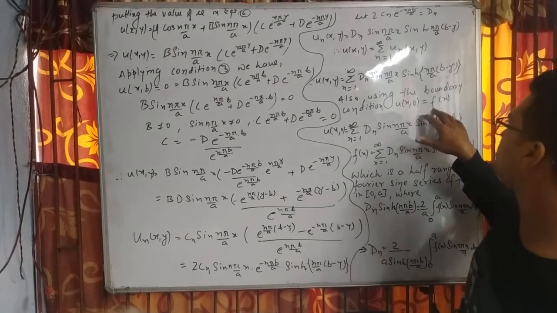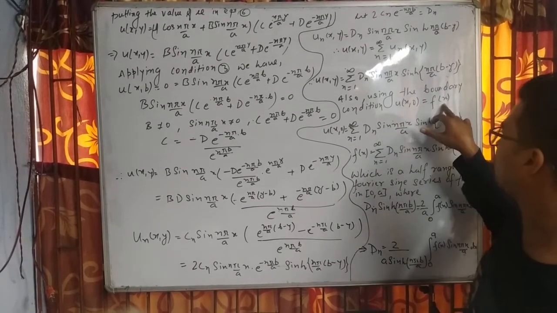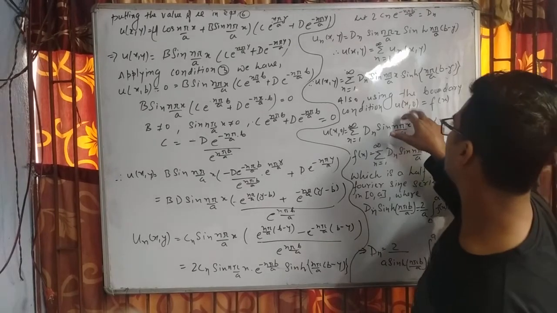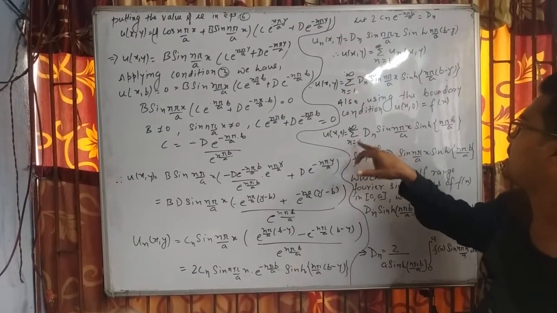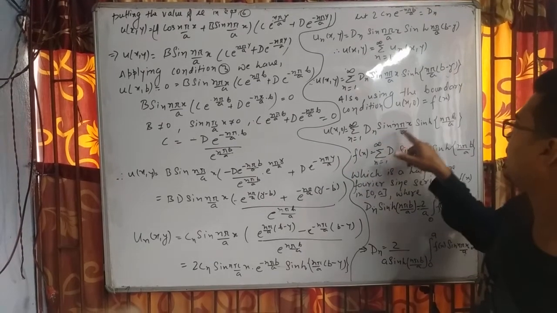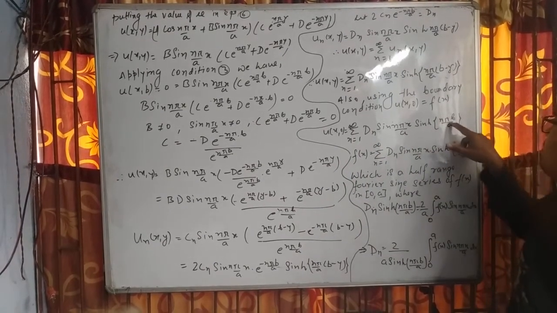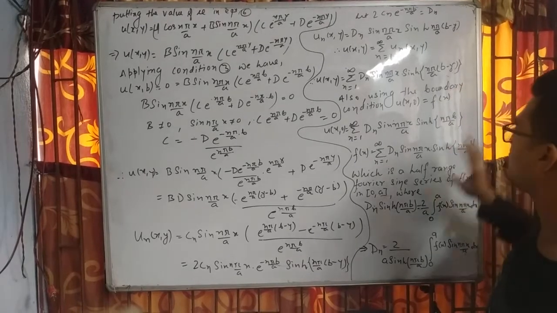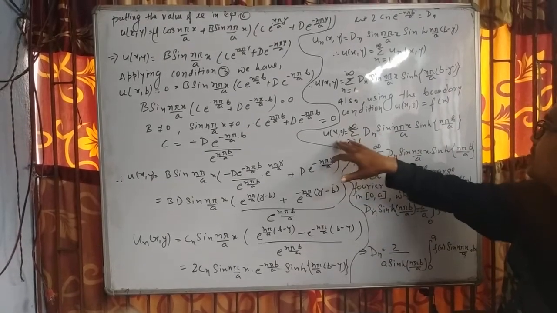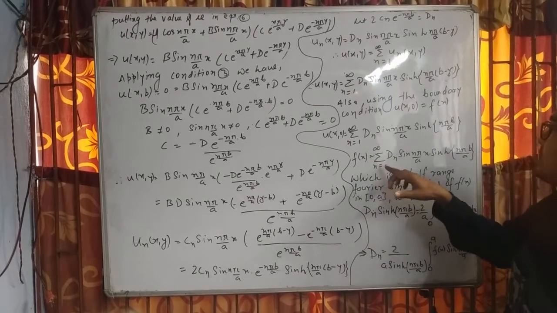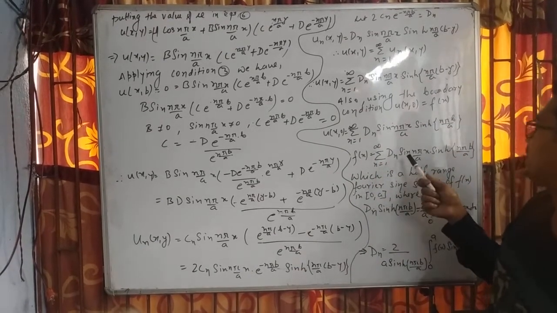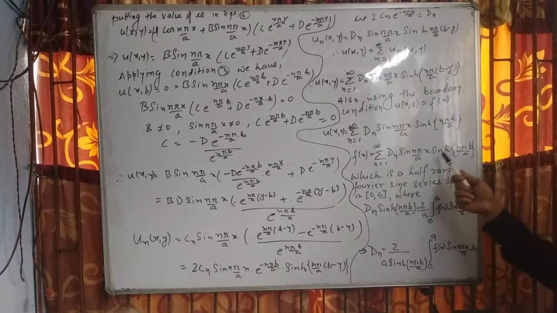Now we'll put the fourth boundary condition, which was u(x,0) equal to f(x). So u(x,0), the value of y will be equal to 0. u(x,0) is equal to summation n equal to 1 to infinity d_n sin(nπ/a x) sinh(nπ/a b), and y is 0. So u(x,0) was equal to f(x) as per our boundary condition. So f(x) becomes summation n equal to 1 to infinity d_n sin(nπ/a x) sinh(nπ/a b).